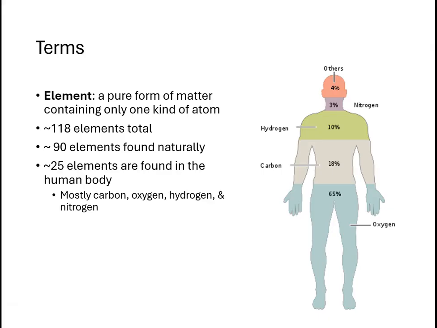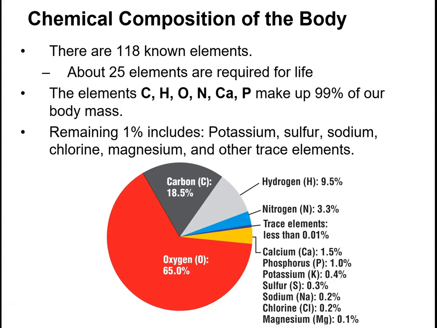And roughly 25 of these are found in the human body. We are made up mostly of carbon, oxygen, hydrogen, and nitrogen with a few other things in there. So, again, about 25 of these are required for life. 99% of our body mass is carbon, hydrogen, oxygen, nitrogen, calcium, and phosphorus.